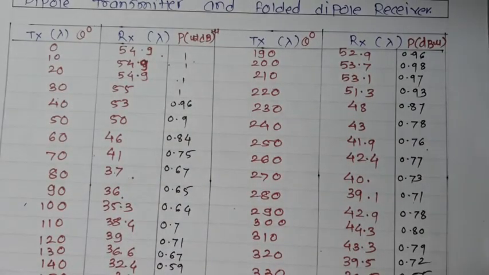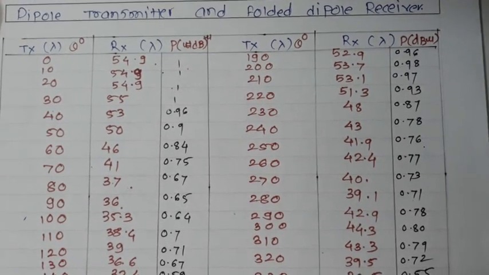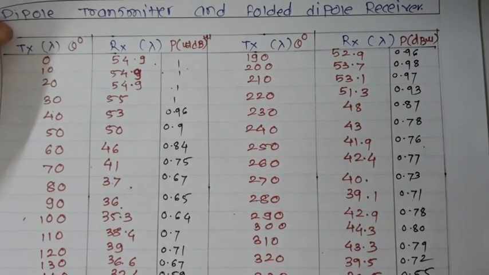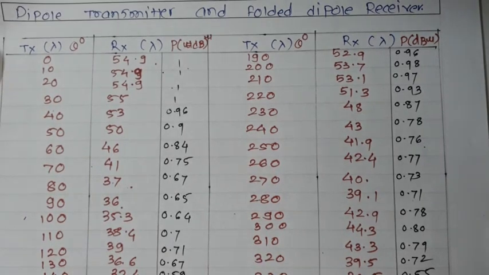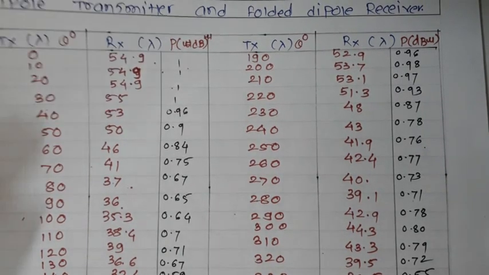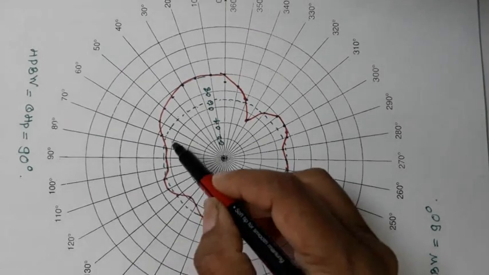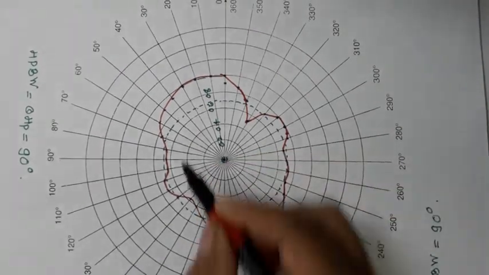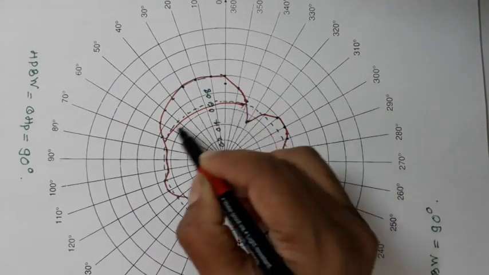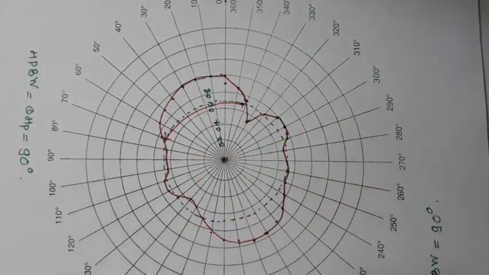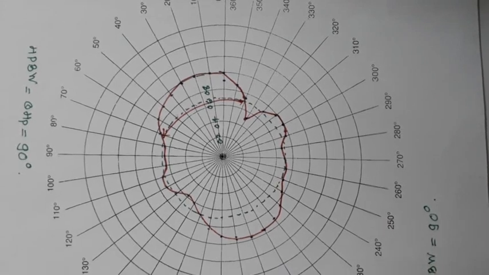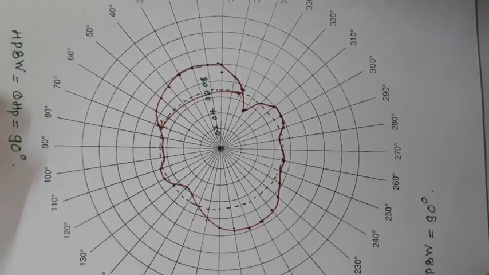Next one is the dipole transmitter and a folded dipole receiver, where the length is lambda. In all cases we have a transmitter as a dipole and receiver as a folded dipole. We have normalized the values, plotted the radiation pattern, taken 0.707 of the maximum gain, and measured the half power beam width here and here. We have observed that it is 90 degrees. So we have noted all those values, and now we are going to calculate the approximate directivity based on the beam area. Let us do it for the lambda by 4 antenna first.